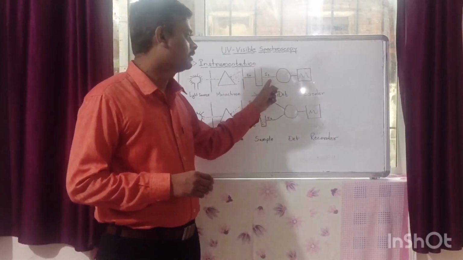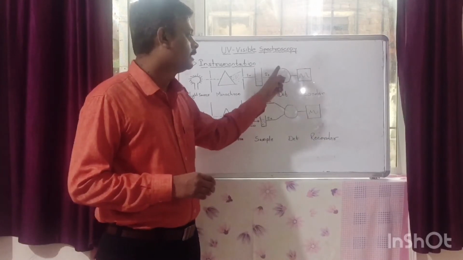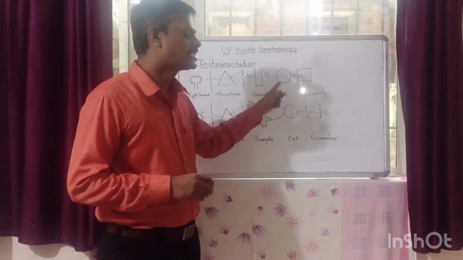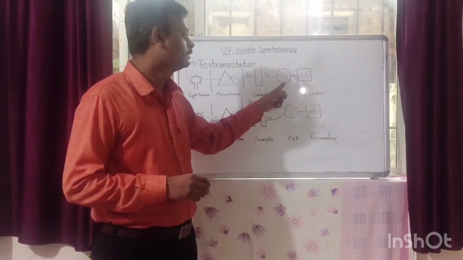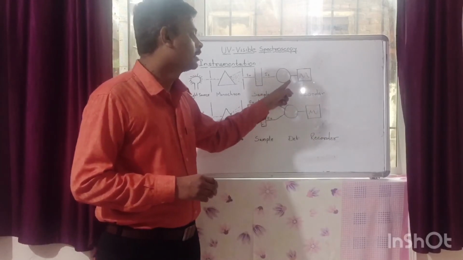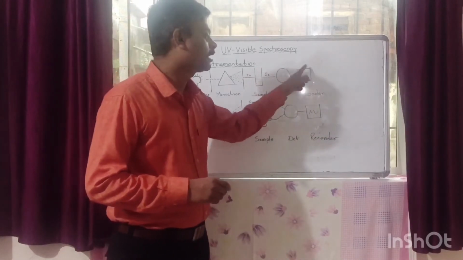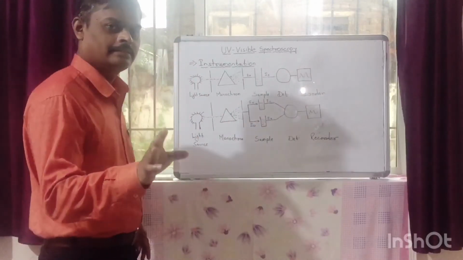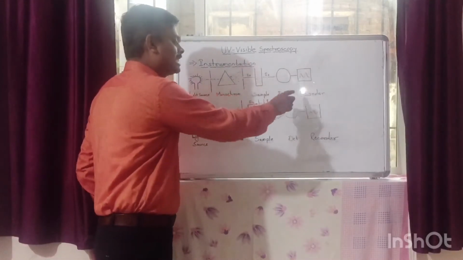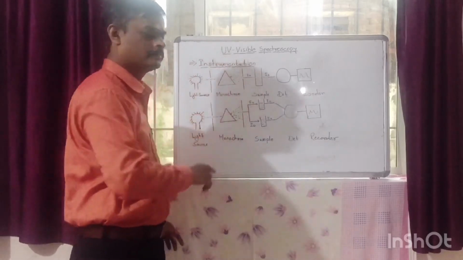This transmitted light is sensed by the detector and absorbance will be generated on the recorder. This is the instrumentation of the single beam spectrophotometer.